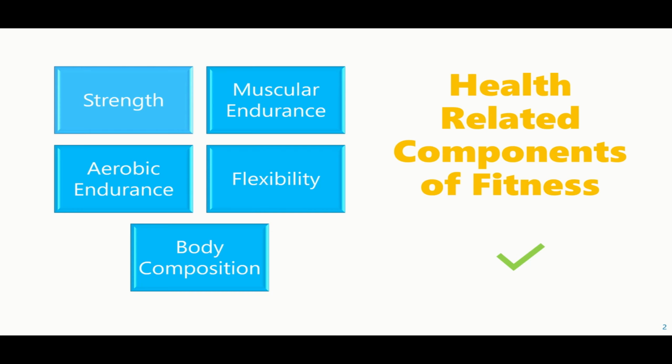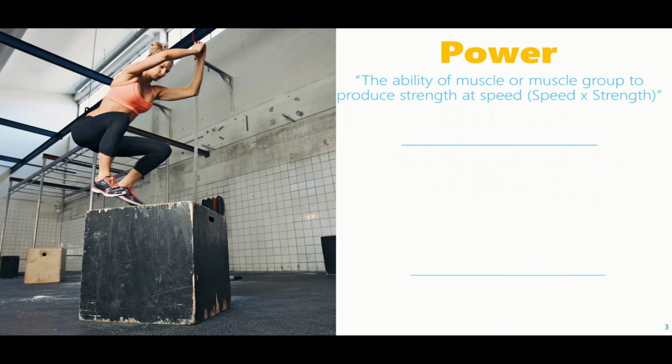The following you're about to see are the skill-related components of fitness. So the first skill-related component of fitness that we'll focus on, as you can see, is power. And power is the ability of a muscle or muscle group to produce strength at speed. The shorthand definition for power you will often see is speed times strength.